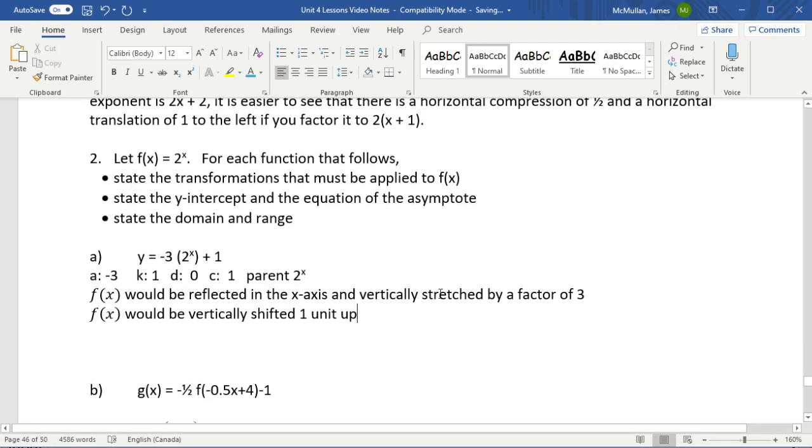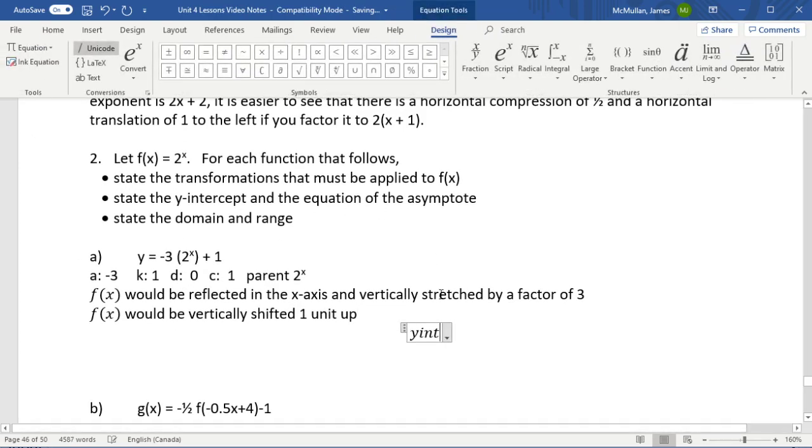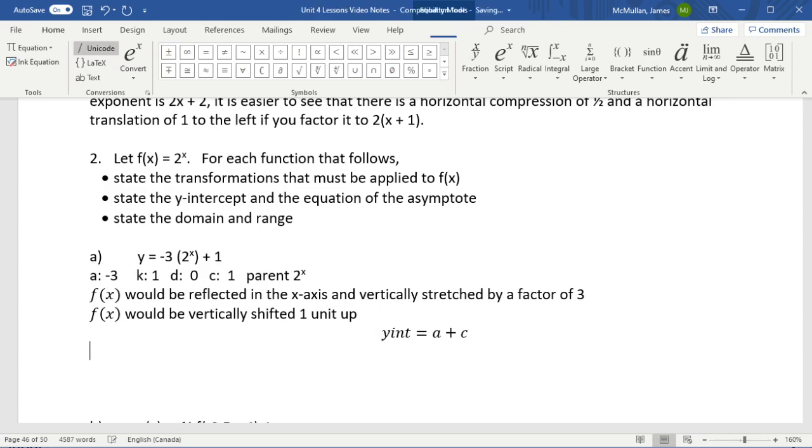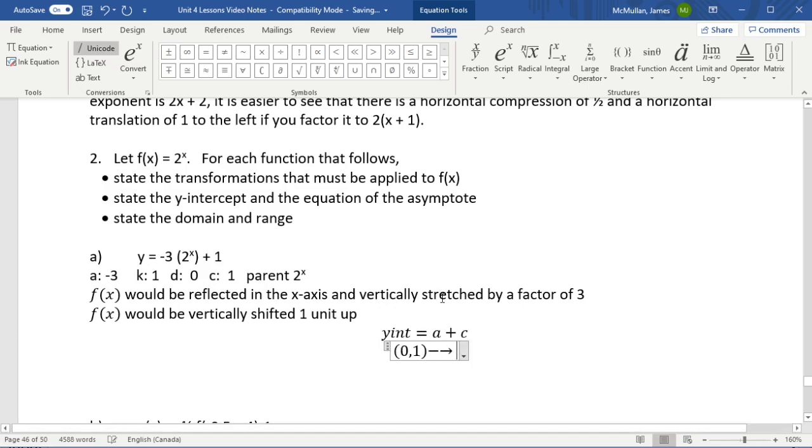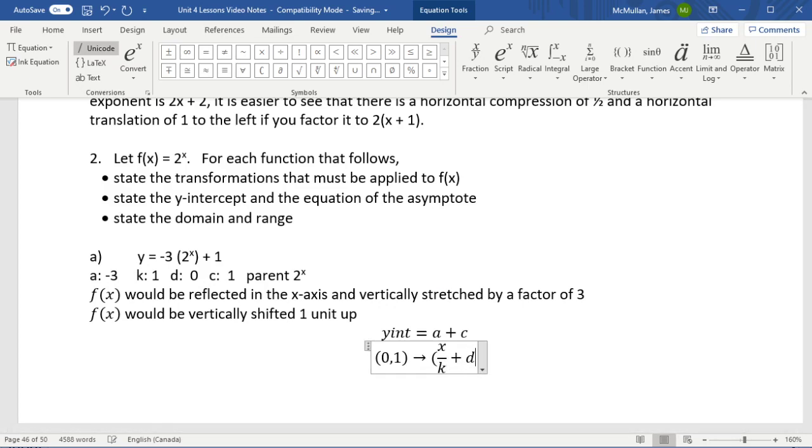Now it says state the y-intercept. Now the y-intercept of any equation is equal to a plus c. Okay, and why would that be? Well, remember, every single function has 0, 1 on it. So if you transform 0, 1, you're going to get some new x over k plus d, so whatever x and d are.